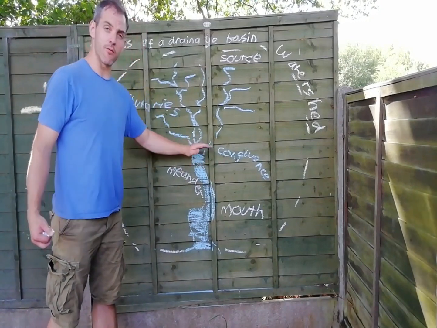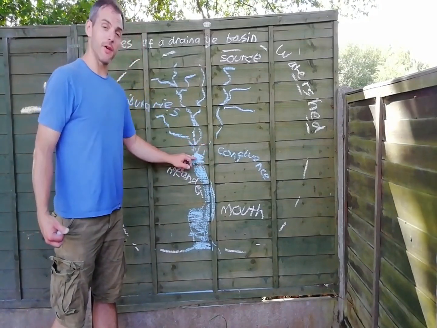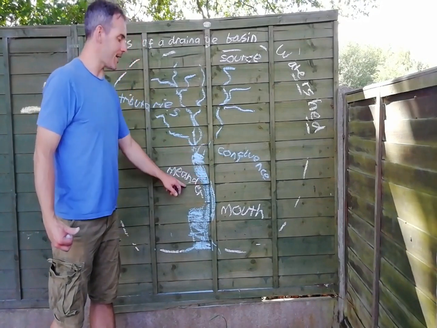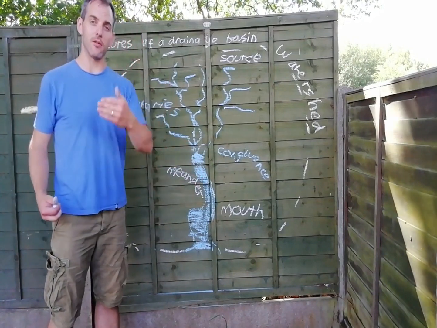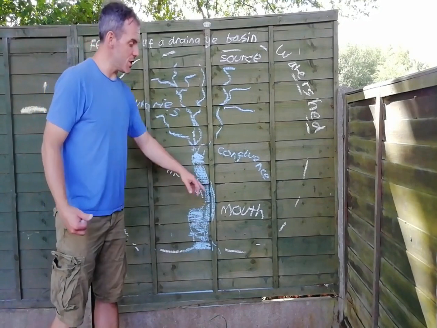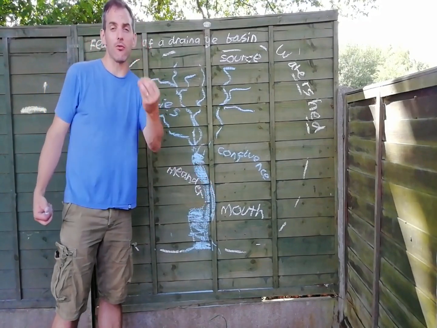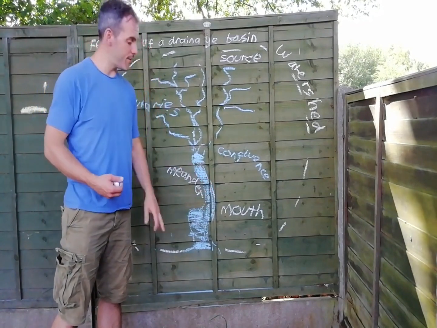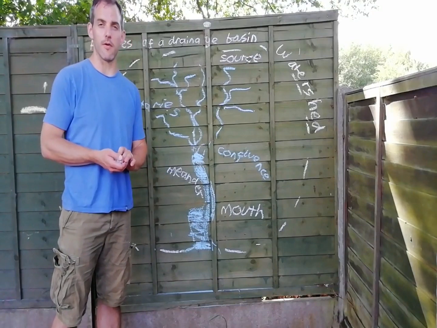As you go further down the river to the middle course, the river gets wider and you find meanders here, which are large bends in the river. Then finally you reach the mouth. The mouth is where the river meets the sea, and that is in the lower course of the river.